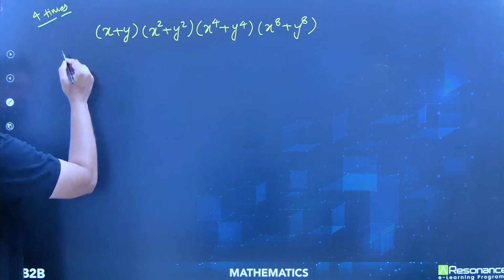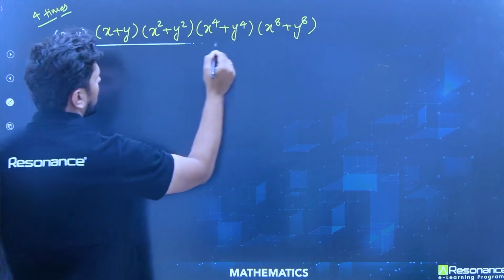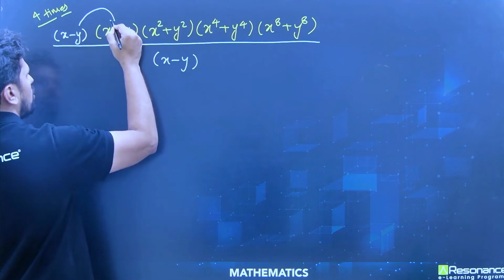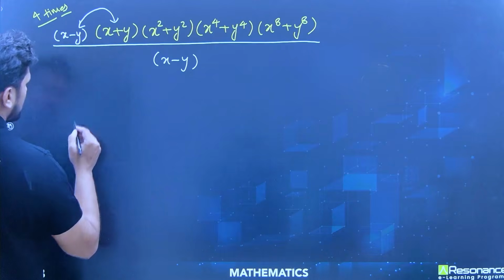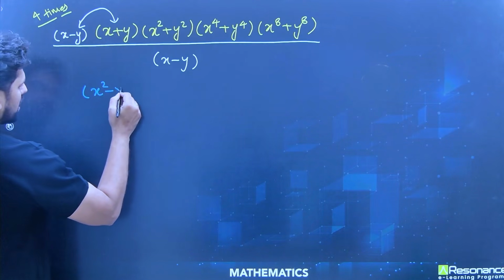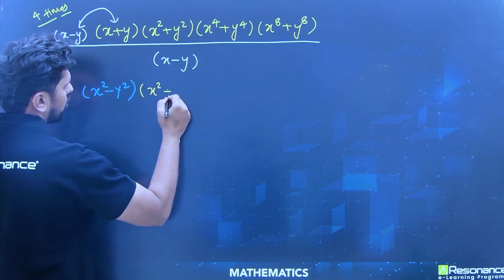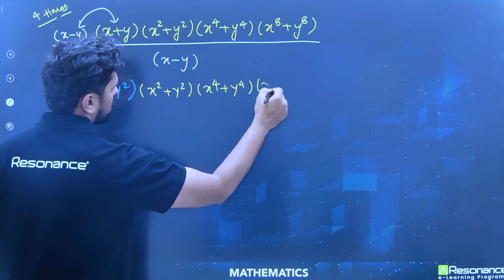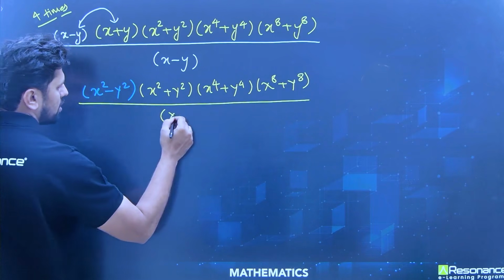So what we will do, we will multiply it by x minus y and divide it by x minus y. Why have we done this? Because these two will make a pair of a minus b into a plus b, which is a square minus b square. Now what is the next term? x square plus y square, x to the power 4 plus y to the power 4 into x to the power 8 plus y to the power 8. I am writing every step here.